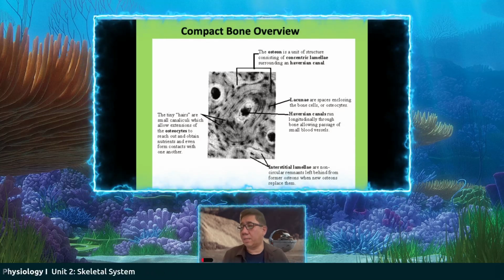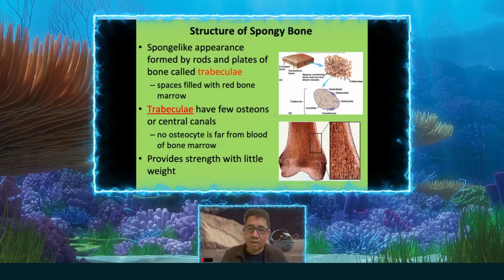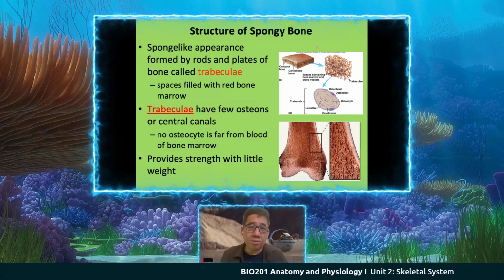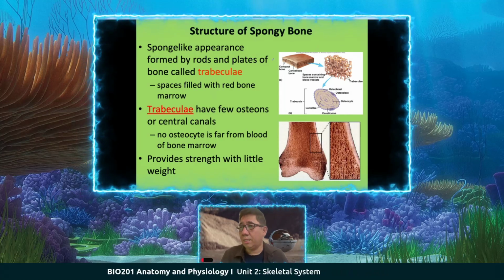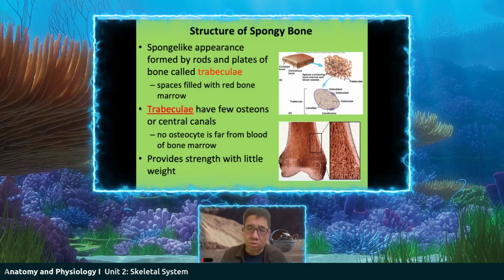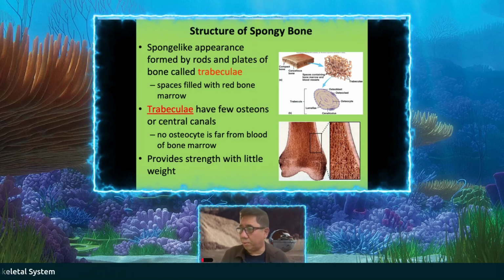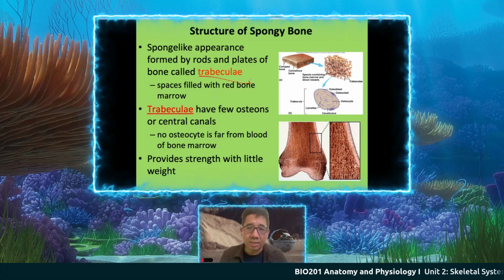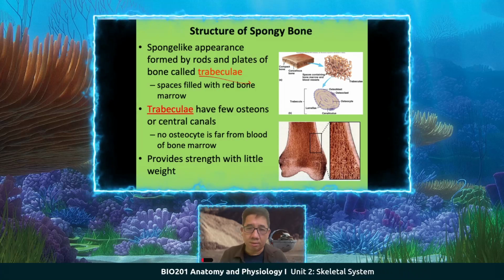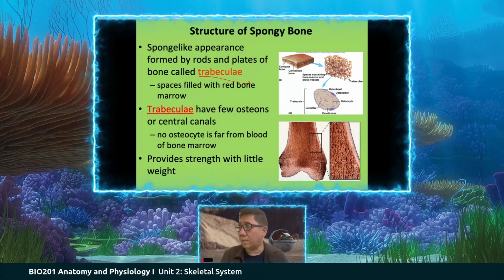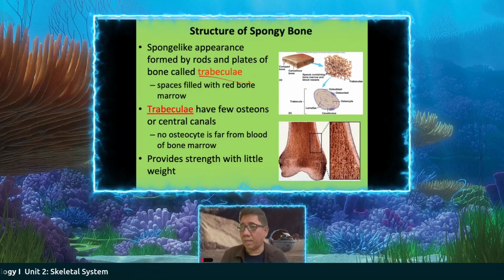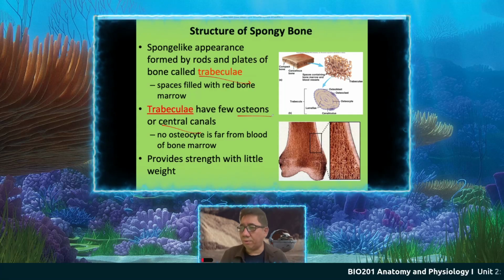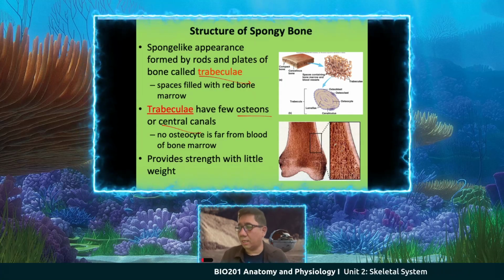And now let's talk about the spongy bone. Basically, you have these little holes, these tons of pore-like structures, called trabeculae. These are the whole bunch of pores right in the middle, filled with red bone marrow. So these have tons of red bone marrow. Trabeculae have very few central canals or osteons inside; mostly just empty holes.